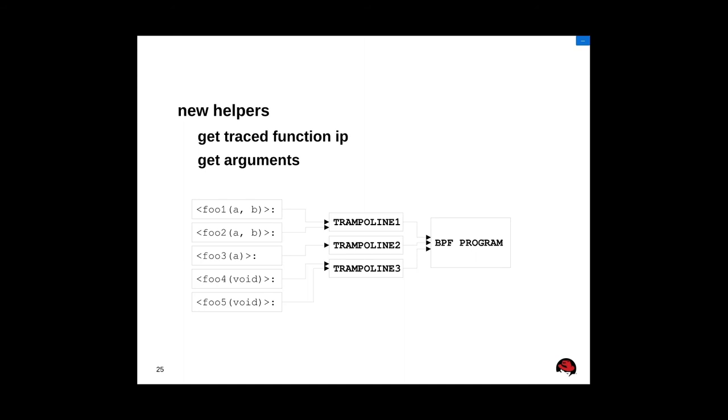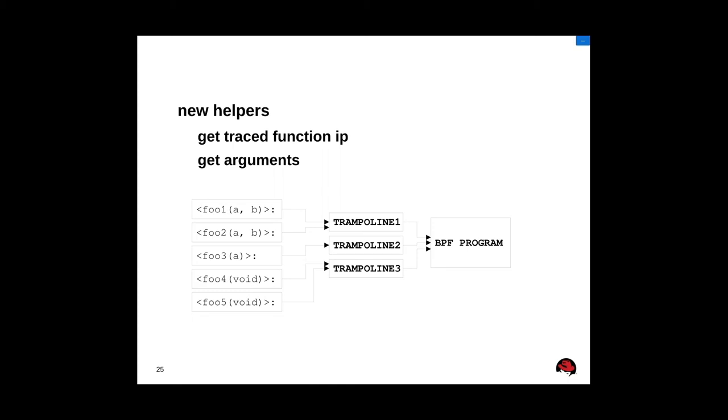Another problem: as I explained, you don't have just one generic trampoline, you can have multiple trampolines that solve the generic issues. But still, at the end, there is the BPF program. You have just one program, and it's called from multiple functions. It needs to know where it's being called from and what the arguments of the function are. Once the program realizes, okay, I'm being called from this function, it knows which arguments to access, and it has to have a way to access the proper arguments.